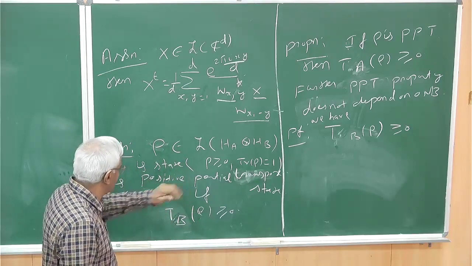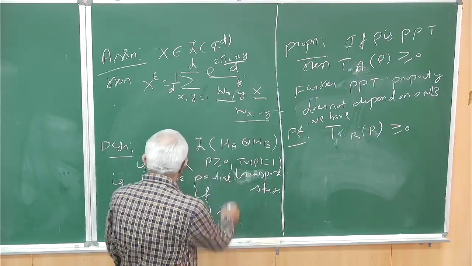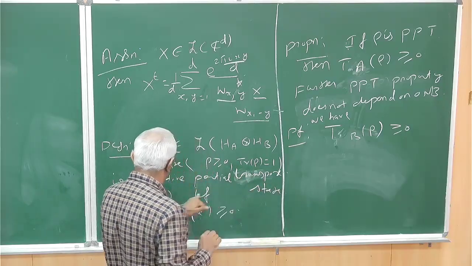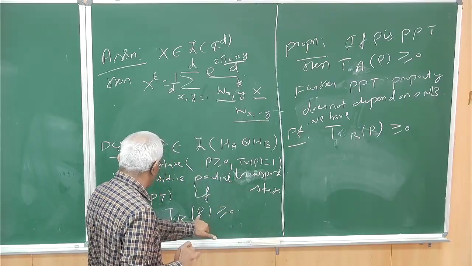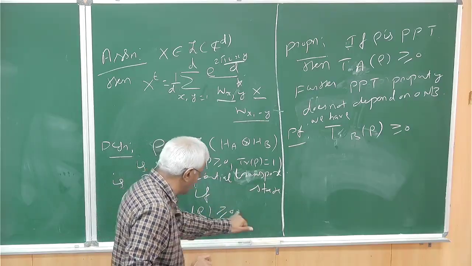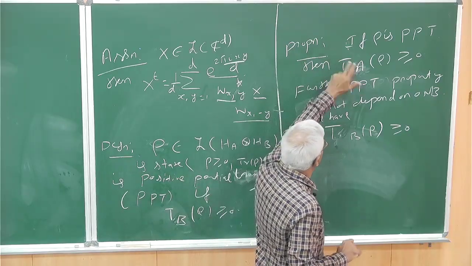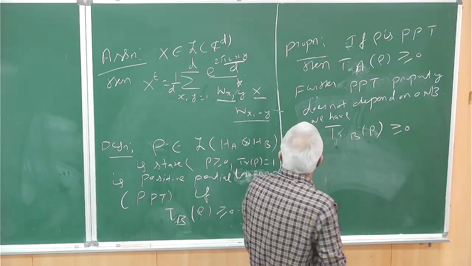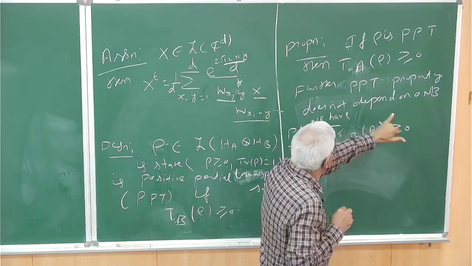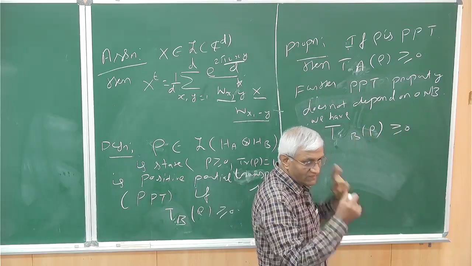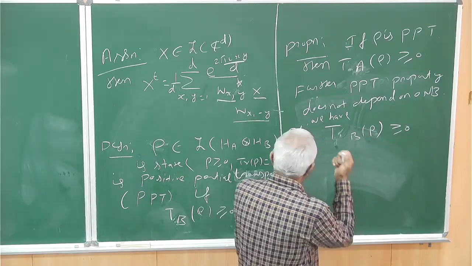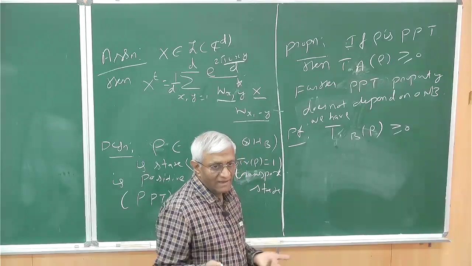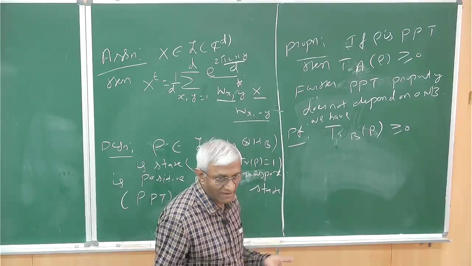Rho is a state which satisfies this property is a positive partial transpose state, a PPT state, if you take the partial transpose with respect to B, that is positive. We want to prove that if you take the partial transpose with respect to A, that is also positive. And further, the PPT property does not depend on the orthonormal basis with respect to which the transpose is taken. Of course, trace is a well-defined property, it does not depend on the orthonormal basis.